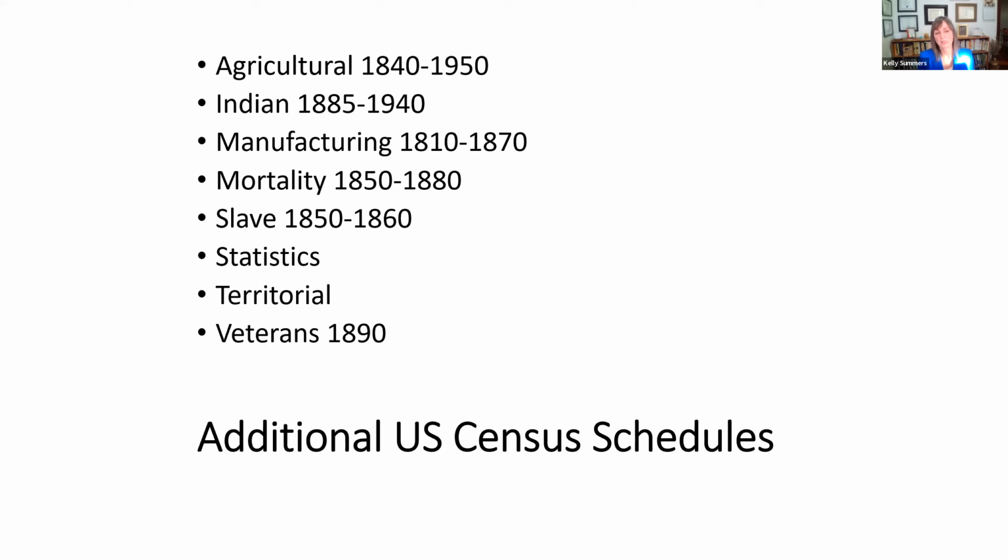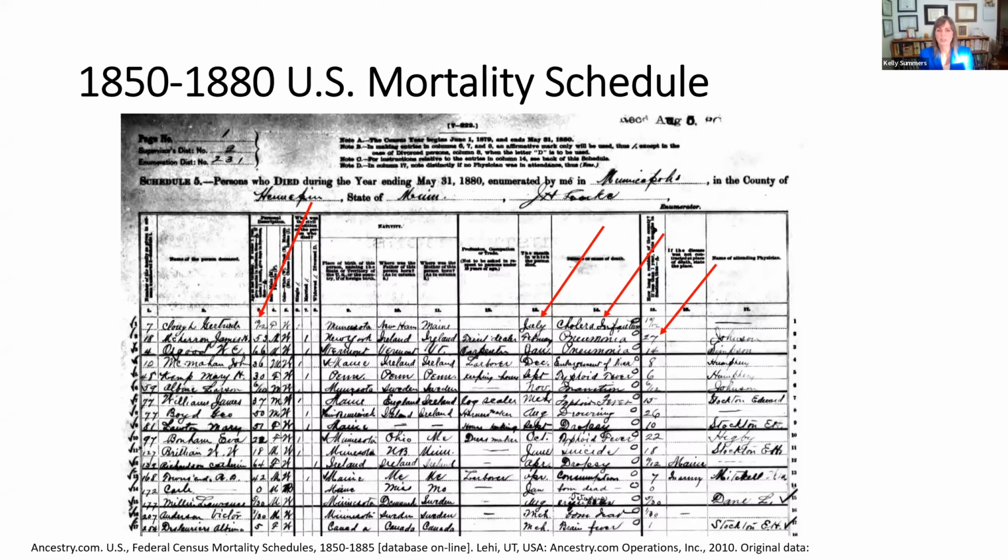There are territorial census records. These records many times look very similar to the federal census. However, they may be taken at different intervals. It was common for a territory to take a census right before it became a state, and that's an interesting little thing. And then there's the veterans schedule that is available in 1890. That's interesting because the 1890 census was destroyed, but the veterans schedule is something we can use for that year. So let's look at some of these.